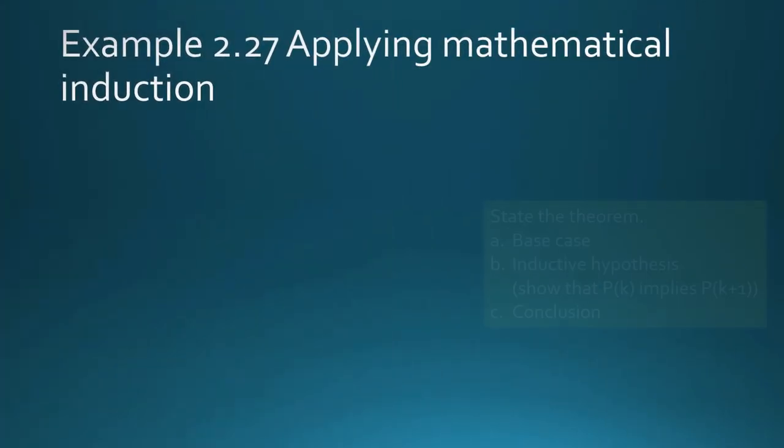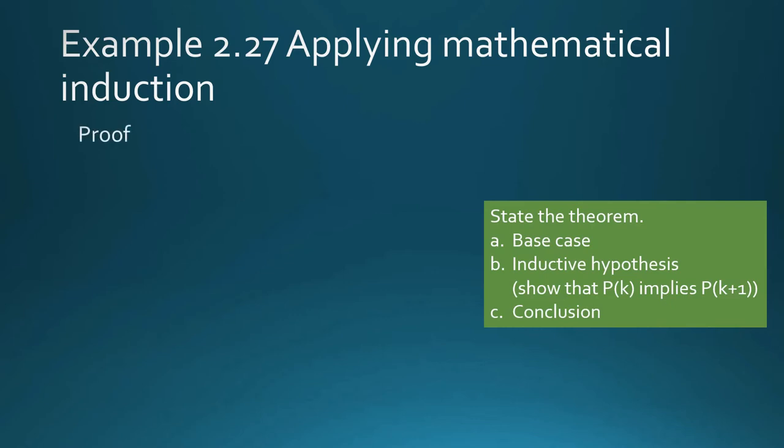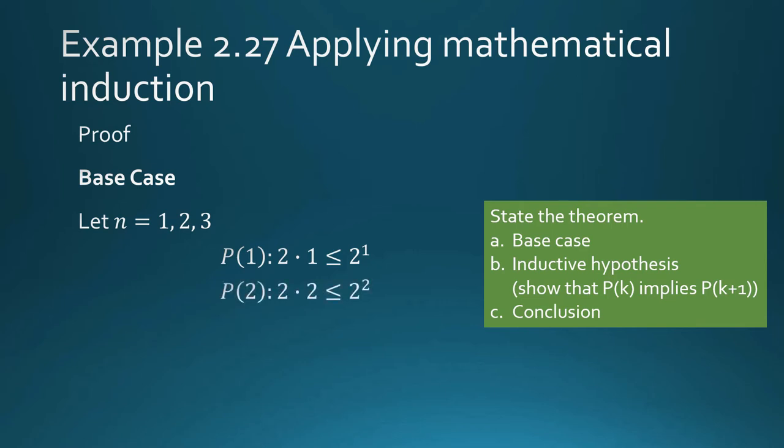We begin our proof. The first part of our proof is the base case. Let us show that the proposition is true for the initial values of n, for n equal to 1, 2, and 3. Well, when n is 1, 2 times 1 is less than or equal to 2. That is true. When n is equal to 2, 2 times 2 is less than or equal to 2 squared. That again is true. When n is 3, 2 times 3 is 6, and 2 cubed is 8, and 6 is less than or equal to 8. That is true. So we are done with the base case.